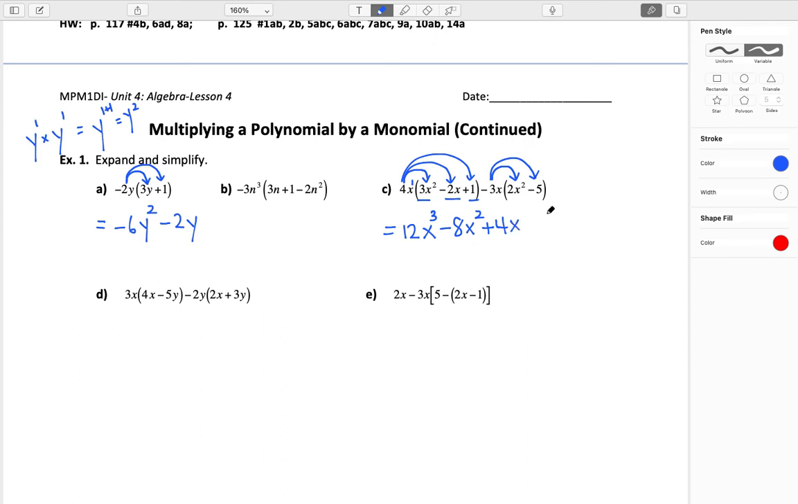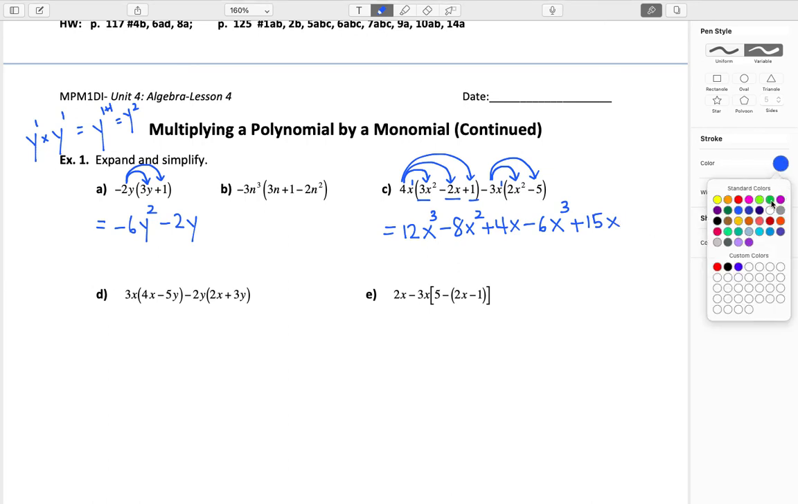And then do the next bracket. Negative 3 times 2 is negative 6, x cubed, right? There's an invisible 1 again, so you add the exponent. And then negative 3 times negative 5 is positive 15x.